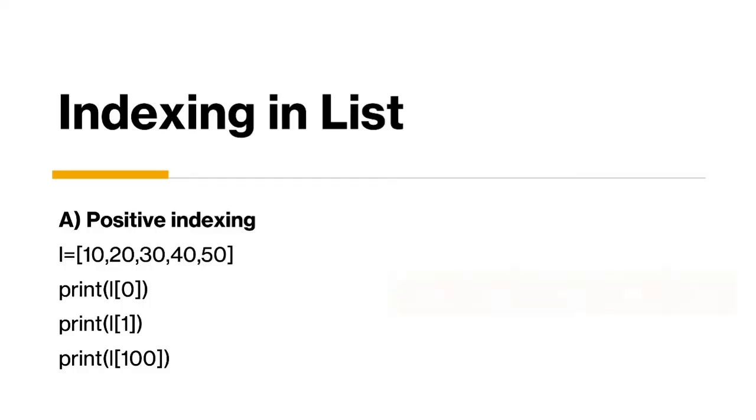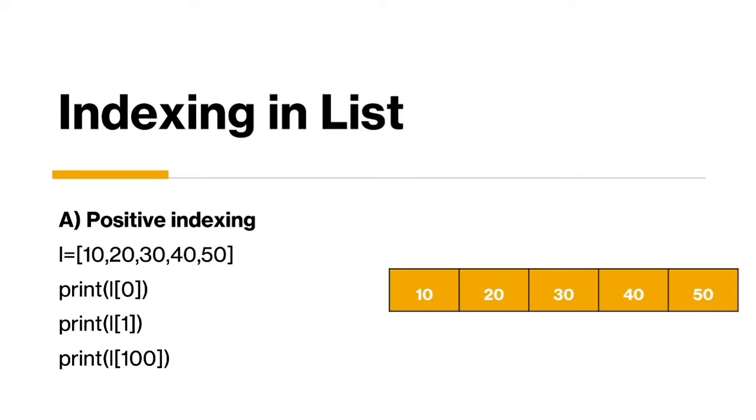Let us suppose we have a list which has 5 elements in it, namely 10, 20, 30, 40 and 50. We can clearly see that the length of the list is 5. So the indexing, which is the positive indexing, is done as follows. The indexing will start at 0 and will go till length minus 1, that is 0, 1, 2, 3 and 4.